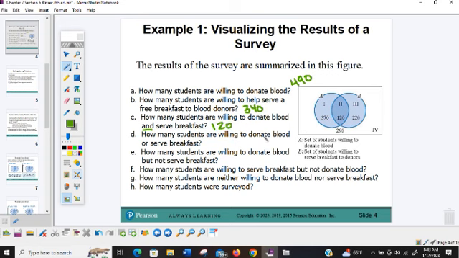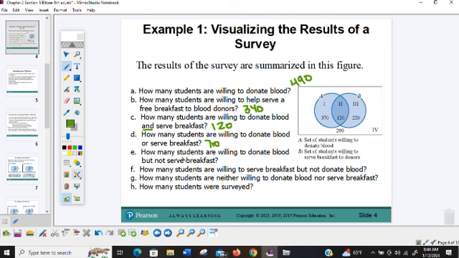How many students are willing to donate blood or serve breakfast? So those are the students that are willing to do either. So what you're going to do is add all of those up. 370 plus 120 plus 220. You end up with 710. Remember, you don't want to add this circle and this circle because we had 120 that were counted twice. So you just add the numbers across, okay?